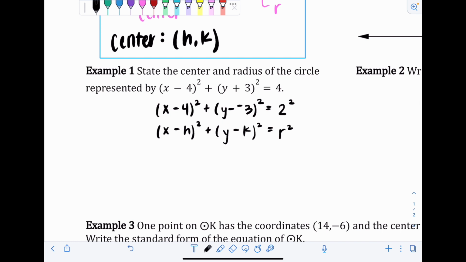You don't have to do that every single time, but if you don't, it is a lot easier to make a simple mistake. So now we just have to figure out what each letter is, and they line up perfectly. We don't have to worry about changing the signs or anything like that. So h would be 4. It's not negative 4 because this minus is a part of the formula. So h is 4.